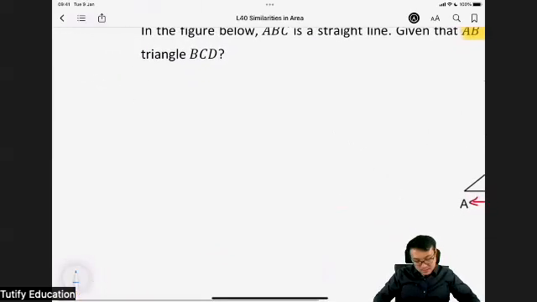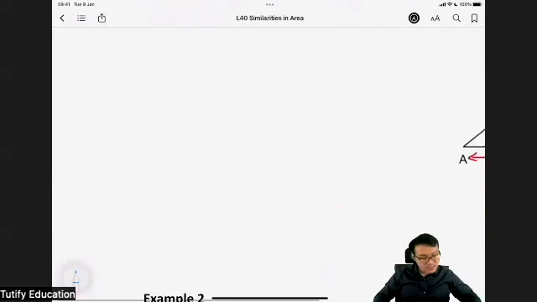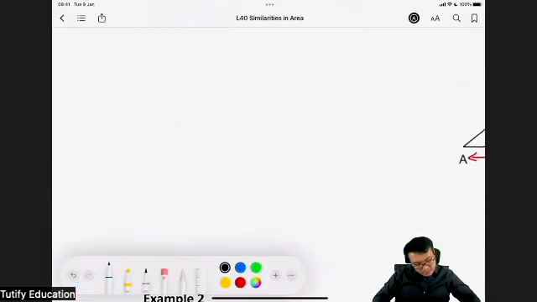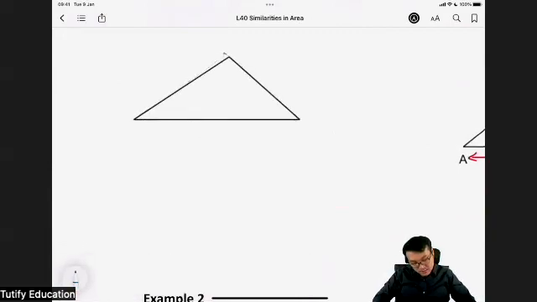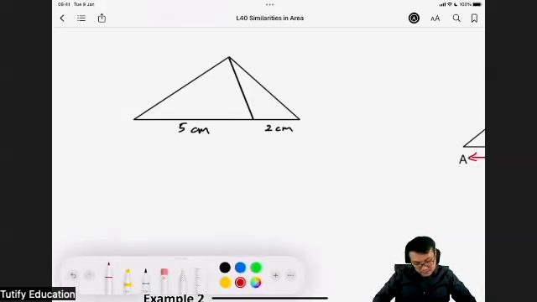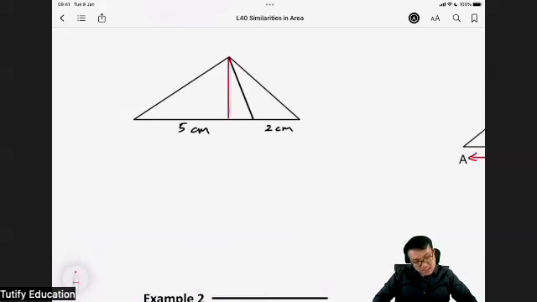Okay, Talia, ignore the question for just a moment. I'm going to draw a different triangle. Let's say I draw something that looks like this. Let's say I tell you that this is 2 cm. Maybe this is 5 cm. Maybe I'm going to tell you that the height of the triangle is 4.